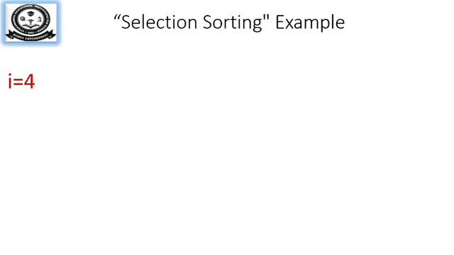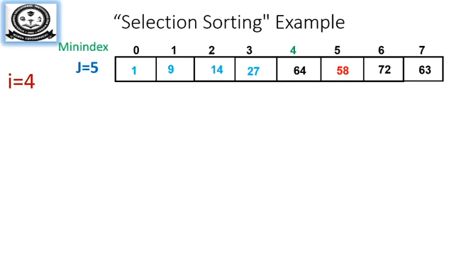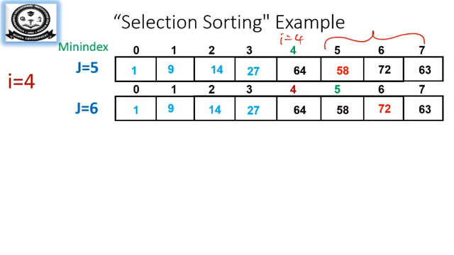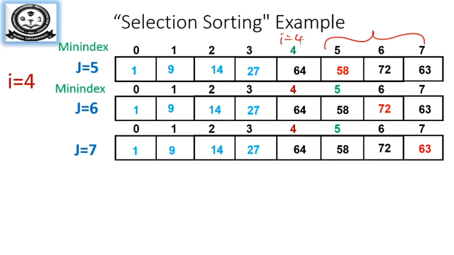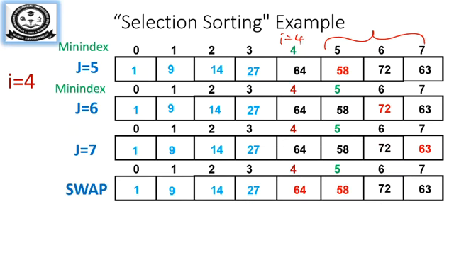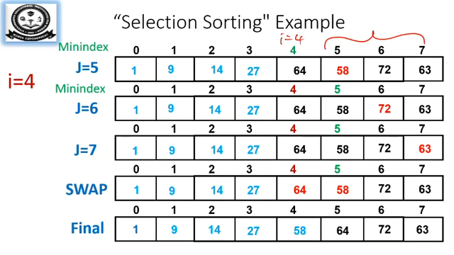So the next iteration is I is equal to 4. You can see I will be over here, I is equal to 4. The remaining search will be with 5, 6 and 7. So 58 is less than 64, so it will be getting updated, but 72 and 63 are not going to be less than 58, so there will be no swap. So the swap only happens between the 4th and 5th position. Now 54 and 6 will update and the final element will be done.